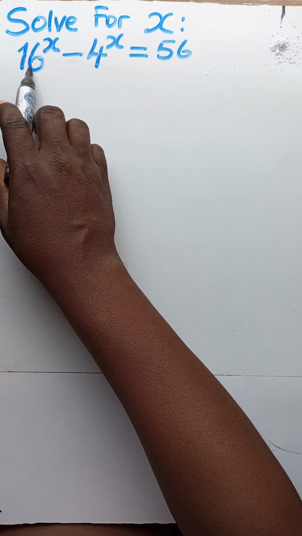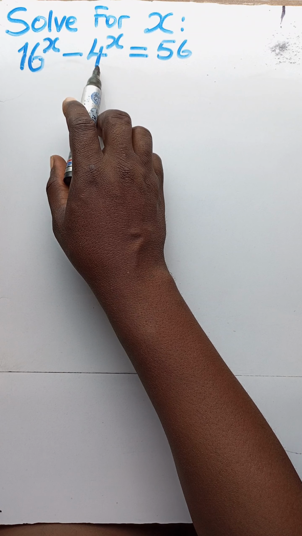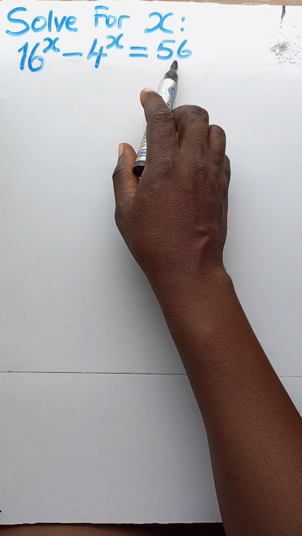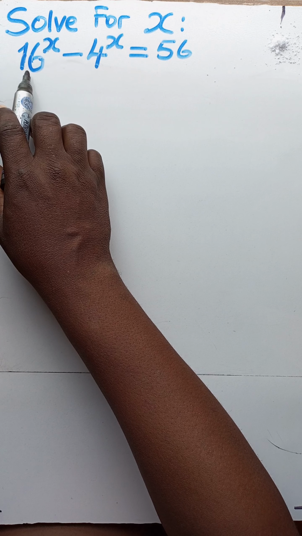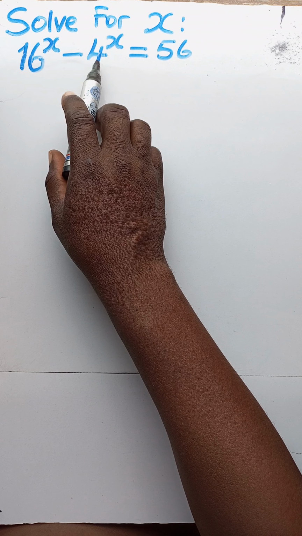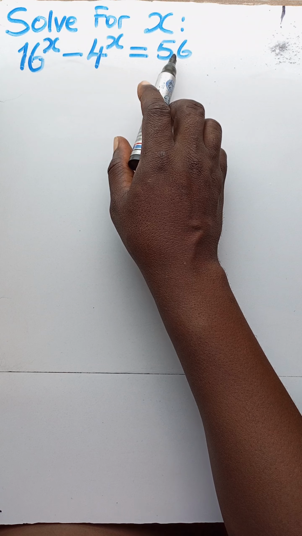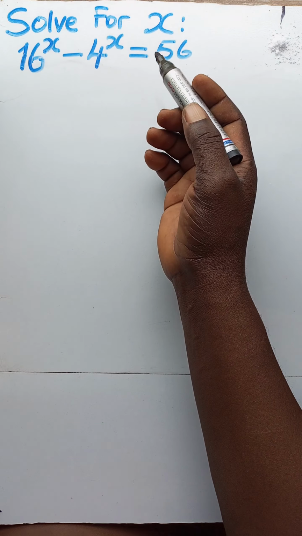We can express this to an index form with base 4. This one is already in base 4. We cannot express this to an index form in base 4. We can express this to an index form in base 2, but we cannot express this to an index form in base 2. So what is the way forward?